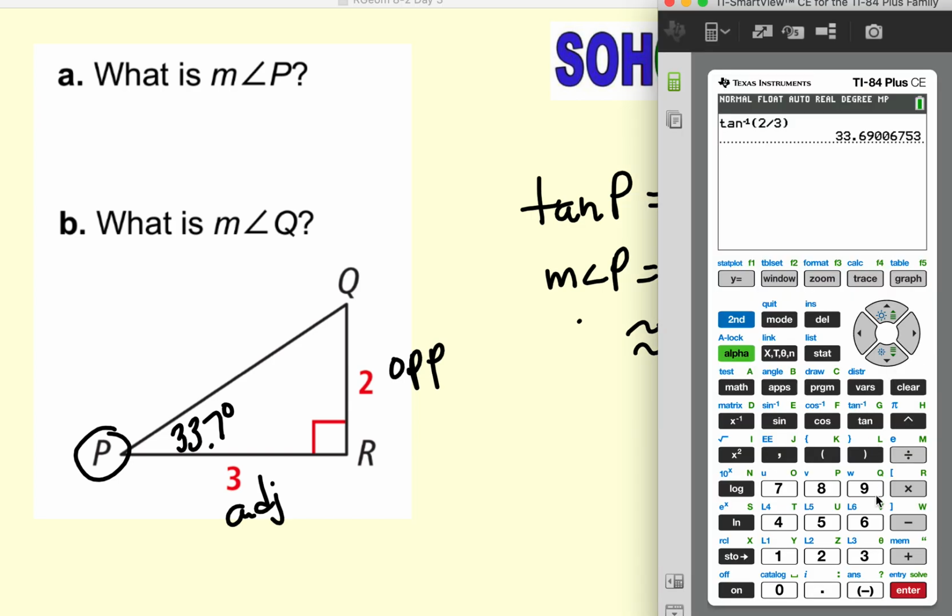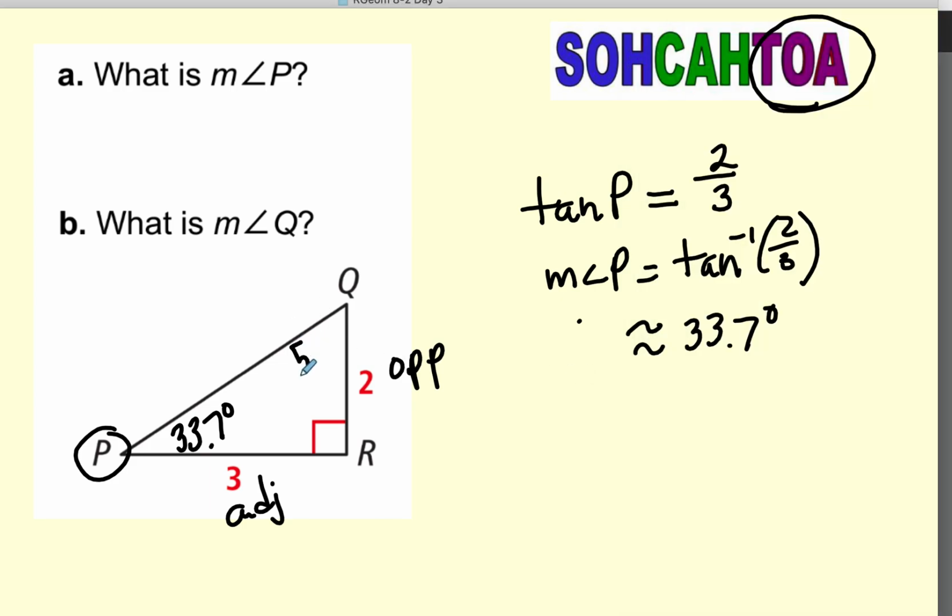So I'll just take 90, take away, and I can just use the previous answer. Answer is right down here. There's a little blue second, and then that'll answer, and then it'll subtract it for me. So that's 56.3 degrees. Remember, all of these have to add up to 180.